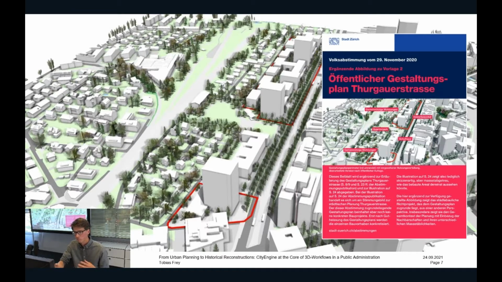I just quickly tried to pick some of the things that we've done in the last few years to give you an impression of what we've been working on. One of the examples here is for one of the public votes we had in the last few months. In the voting materials that all the voters here in the city of Zurich got, there was a small image that came directly from CityEngine that showed the visualization of a planned project where people voted on.